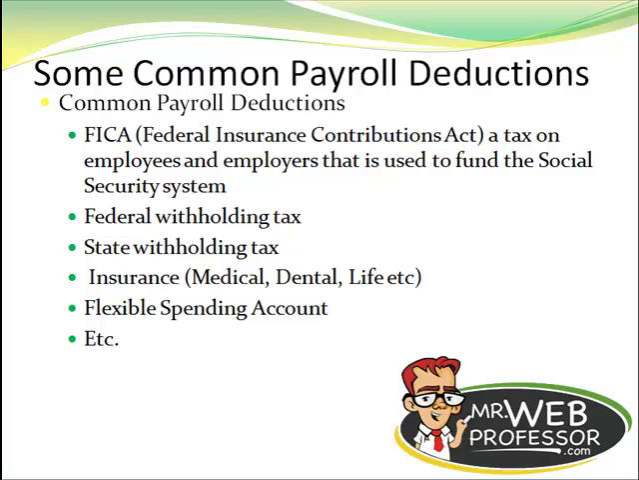Some common payroll deductions are FICA, Federal Insurance Contribution Act, which is a tax on employees and employers that is used to fund the Social Security system. You also have, in addition to FICA, your federal withholding tax and your state withholding tax. You may also be having things such as insurance deducted, medical, vision, dental, life, etc. And you may have a flexible spending account established with your employer that may be being deducted from your gross pay.